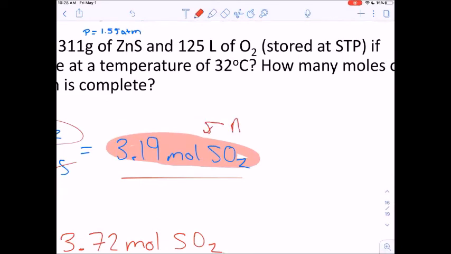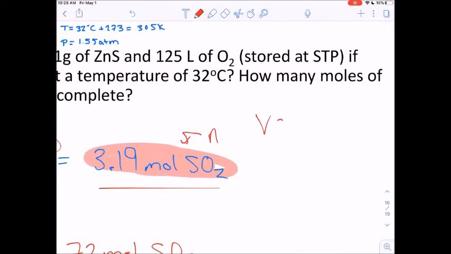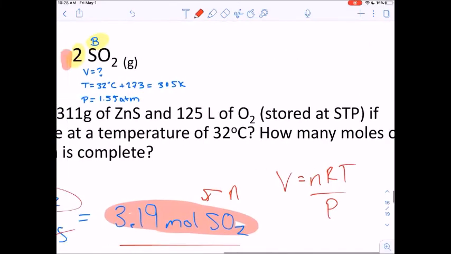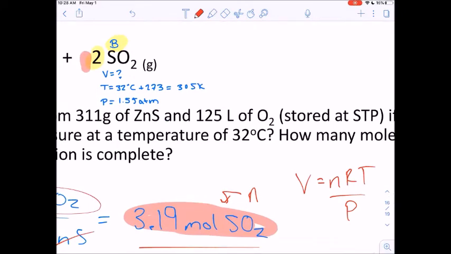So this is the limiting reactant. So V equals nRT over P. I now have my n. All of my other information is up here. So I have my temperature and I have my pressure right here. And I always have my R value.